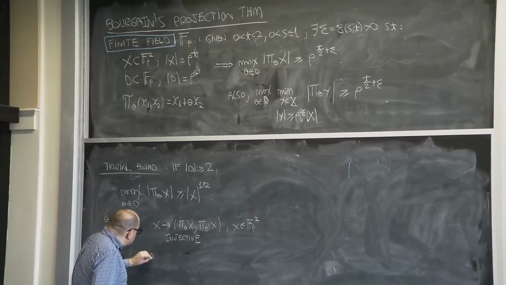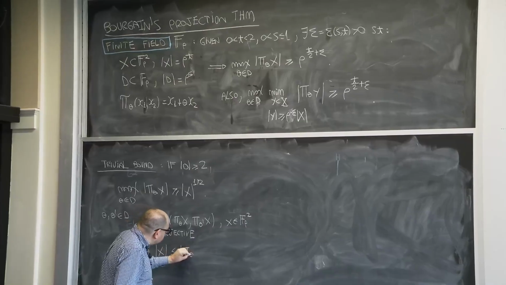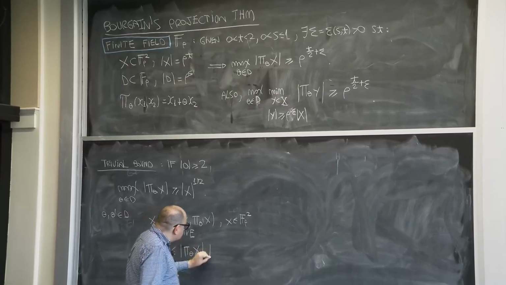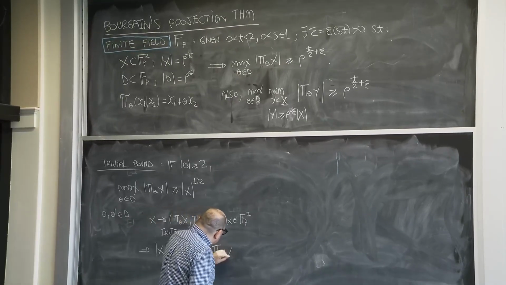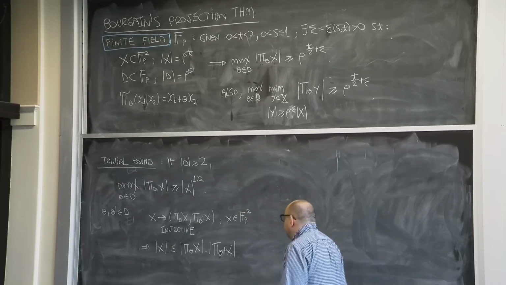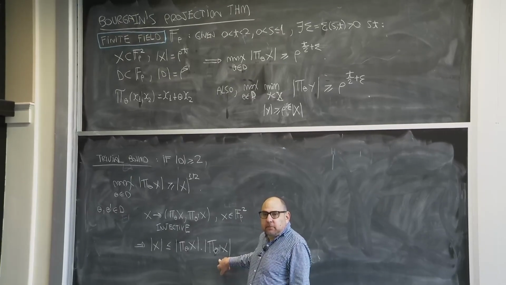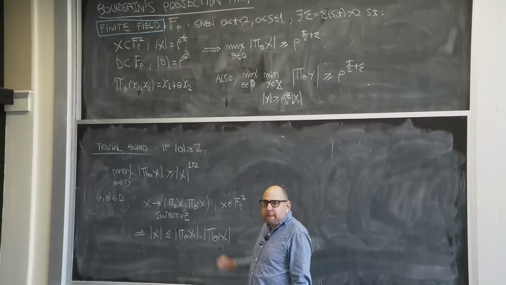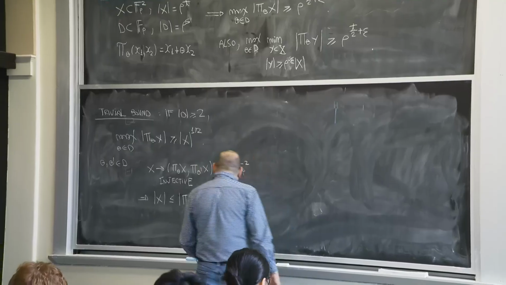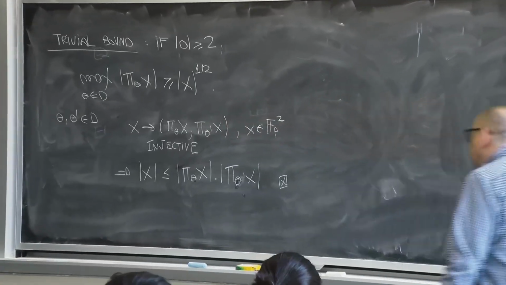OK, so this implies that the size of x is at most the size of the projection in direction theta of x times the size of the projection in direction theta prime. So at least one of these 2 has to be at least square root of the size of x. OK, so this is the proof of the trivial bound. And I hope you will agree that it's very easy.